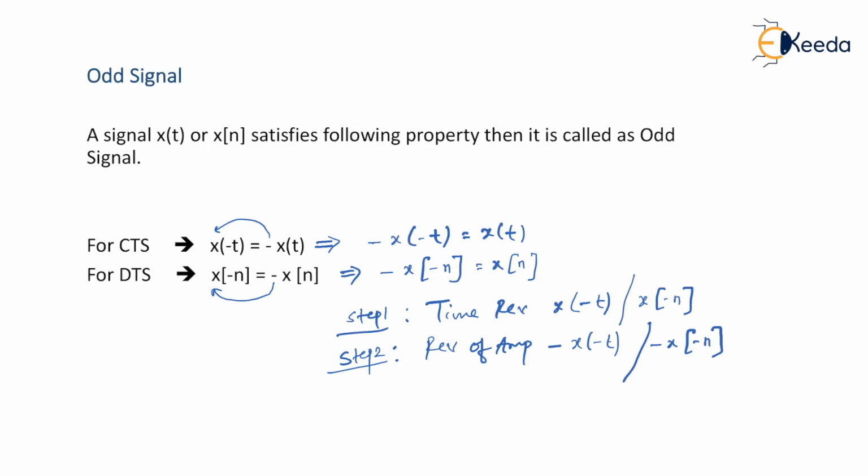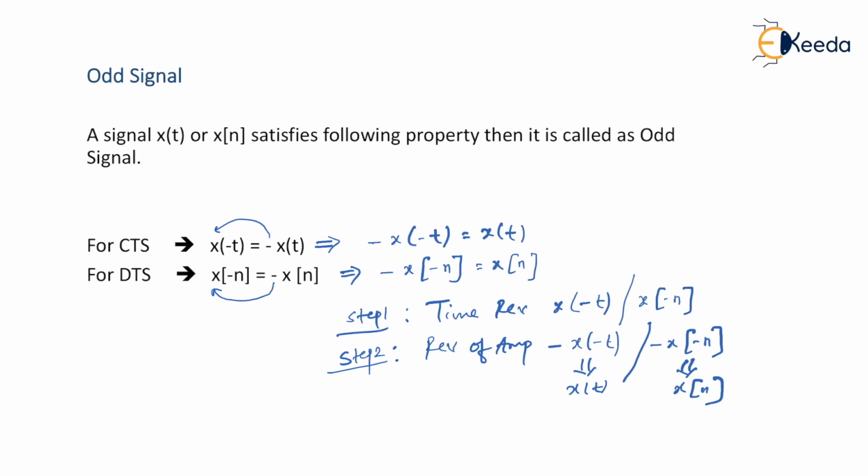Now after doing so, if you get the same signal as x of t, which is the original signal before modifying, and here if you get the same signal as that of x of n, then the given x of t or given x of n is said to be an odd signal. So once again, first step you have to do time reversal. Second step you have to do amplitude reversal, and even after doing these two operations, if you get the same signal back, then the given signal is said to be an odd signal, and this is applicable for continuous time signals and for discrete time signals also.